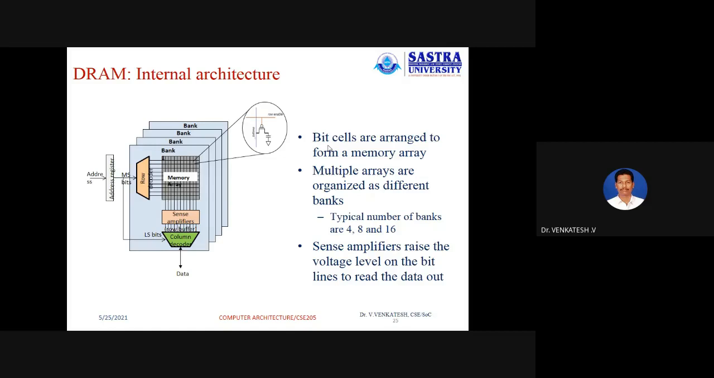We have a sense amplifier that raises the voltage level on the bit lines to read the data out. With the help of row as well as column, we get the voltage level, where the value is going to be either 1 or 0. We have a threshold value, and within this threshold the value is either 0 or 1. We read from the sensor. So this is the DRAM internal structure. You are not going to use this hardware, but you have to know internally how data is stored in DRAM. That's why we are giving this detailed information.